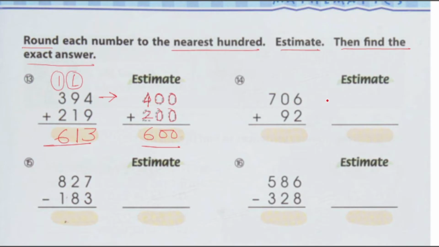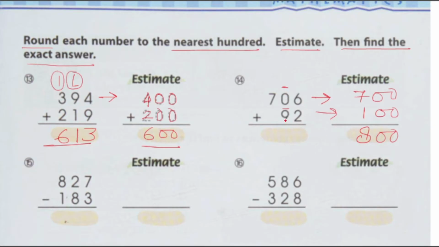Now in this case, the estimate, so if we round 706, it will remain 700 because this place is less than 5. And it will change to 100 because the 10th place number is equal to 9, that is greater than 4. Therefore, 1 will be added to the 100 place. So it will convert to 100. So estimate is 800.